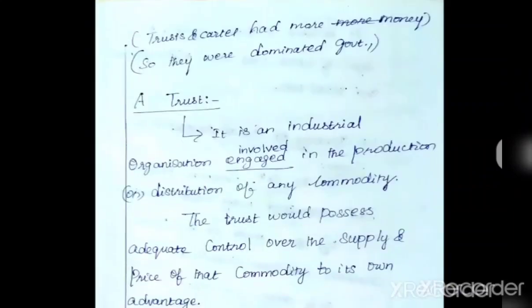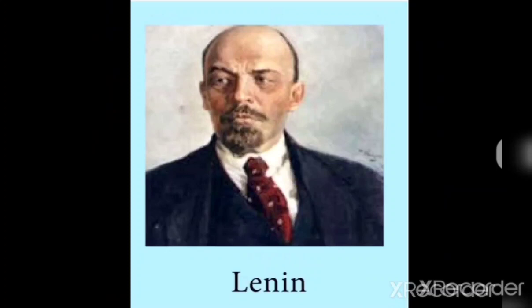The next one, this one I already explained. Regarding the trust, it's an industrial organization involved in the production or distribution of any commodity. Moreover, they have more money also, so they dominated the government, like I said.